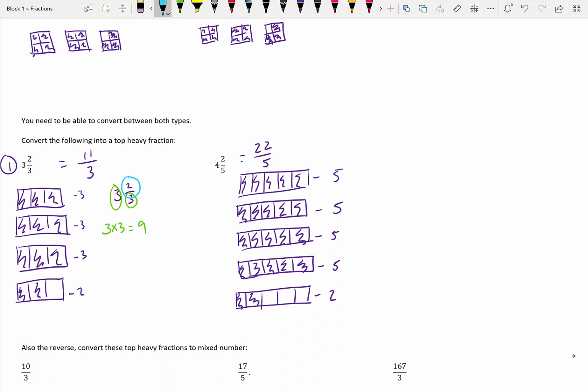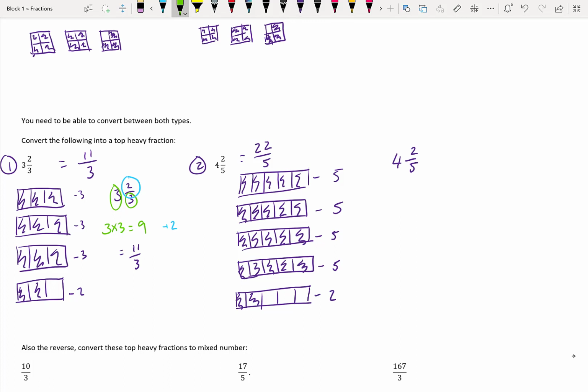After that, I want to add on these extra 2 bits that I've got. So what I should end up getting then, 9 plus 2, is 11 bits. And how big were my bits? They were thirds. So again, thinking about the second example, we had 4 and 2/5.